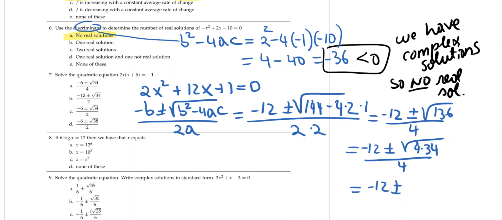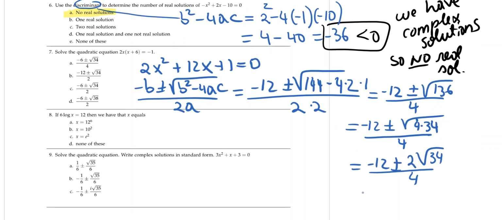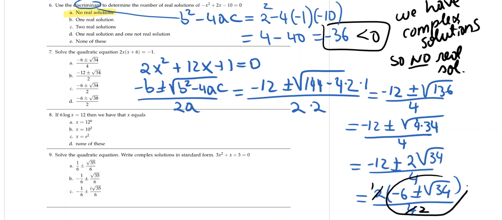And then distribute the radical, so it'll be square root of 4, which is 2, and then square root of 34. And we still are not done, so we're gonna factor out a 2. So all I have left from -12 is a -6 plus or minus square root of 34 over 4. And then reduce, so this is 1 and this is a 2, so the answer will be -6 plus or minus square root of 34 over 2.